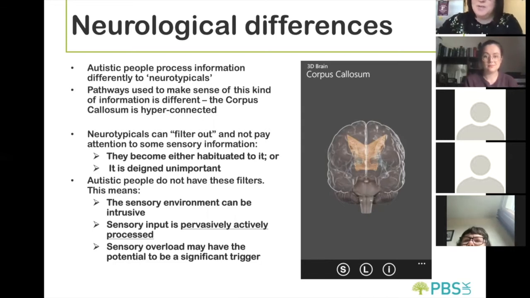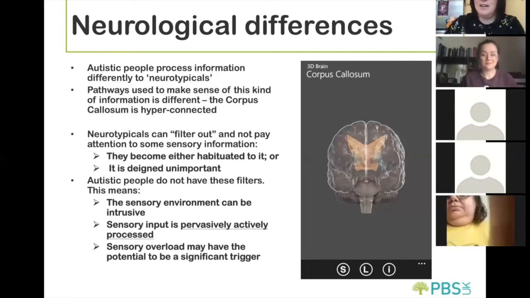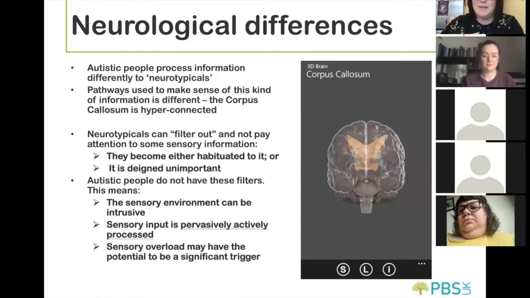Autistic people, because of these brain differences, potentially don't have that filter, which means that the sensory environment can be very intrusive. They're not able to filter out the homeschooling going on behind me in the other room, the hum of the fridge, the flicker of the light, you know, whatever it is. So they might actually be experiencing it more intensely than you or I might be, and they might not be able to filter it out in the same way that we are able to.